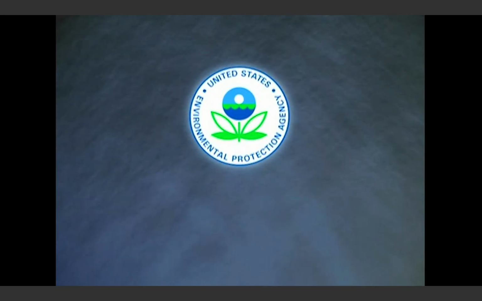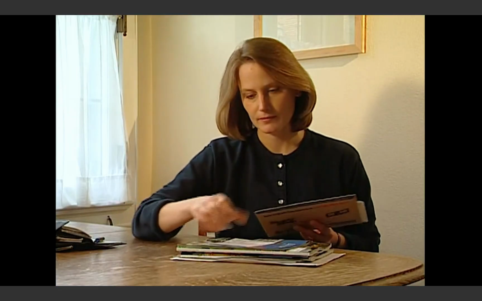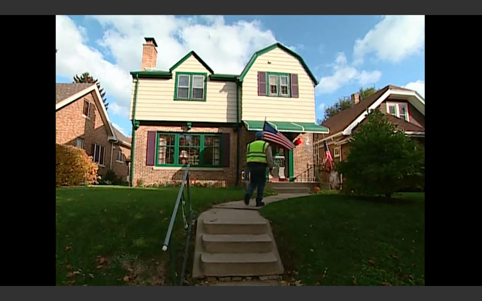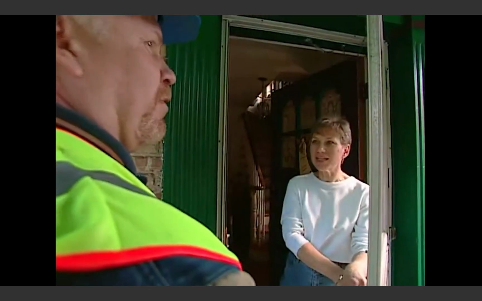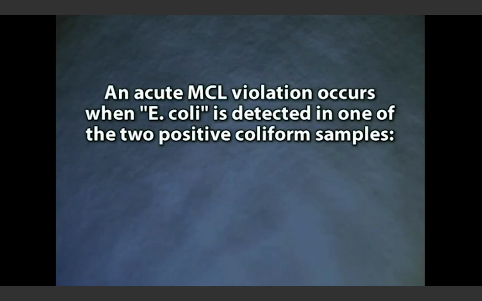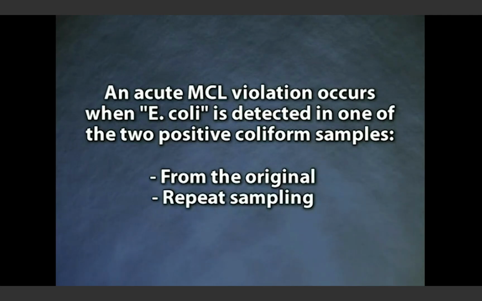The U.S. Environmental Protection Agency also requires public notification when a maximum contaminant level, or MCL, violation occurs. In situations of acute MCL violations, the public must be notified within 24 hours. If a monthly MCL violation occurs, the public must be notified as well. An acute MCL violation occurs when E. coli is detected in one of the 2 positive coliform samples from the original and repeat sampling.